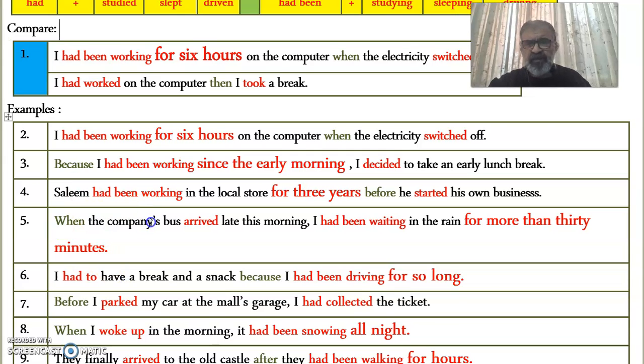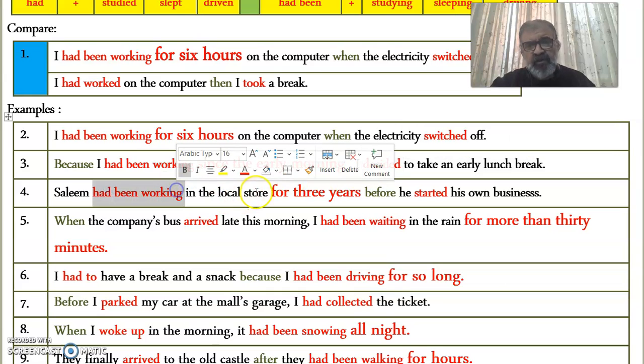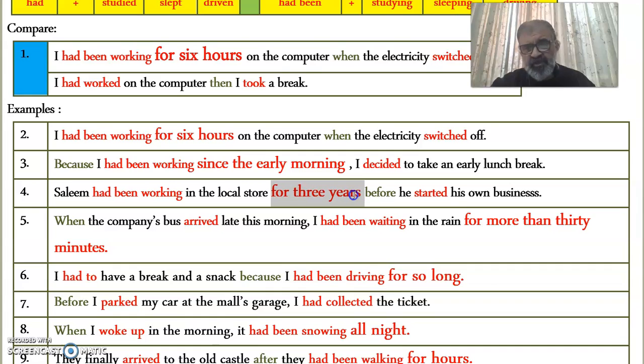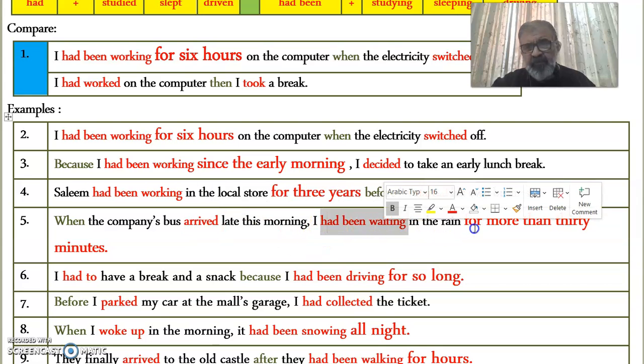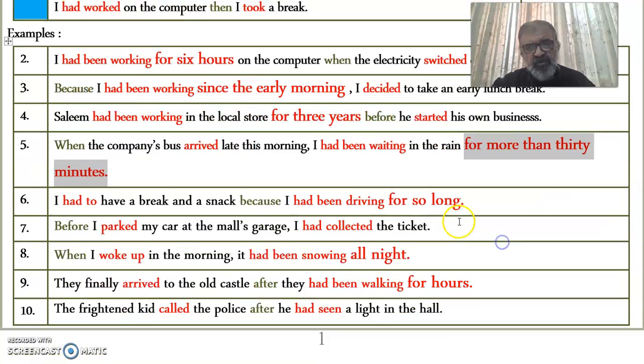Always look for the duration. I had been working for 6 hours when the electricity switched off. Because I had been working since the early morning, again, since the early morning, duration, I decided to take an early lunch break. Salim had been working in the local store for 3 years, the duration, before he started his own business. When the company's bus arrived, I had been waiting in the rain for more than 30 minutes, duration.